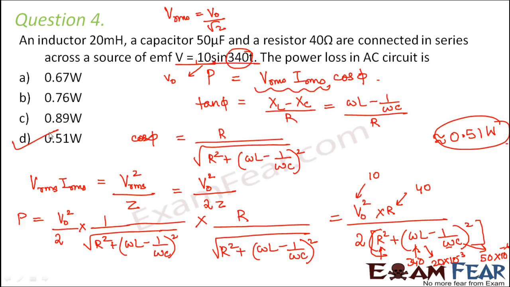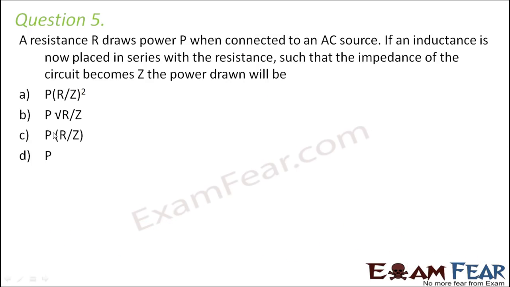Question number 5. A resistance R draws power P when connected to an AC source. If an inductance is now placed in series with the resistance such that the impedance of the circuit becomes Z, the power drawn will be. Okay, so here in this question, we are talking about two different scenarios. So in the first scenario, what is happening? We have a resistance R which is connected to an AC source like this. So in this case, the power drawn is equal to V square by R. So here R is the value of this resistance. So this is our scenario 1.